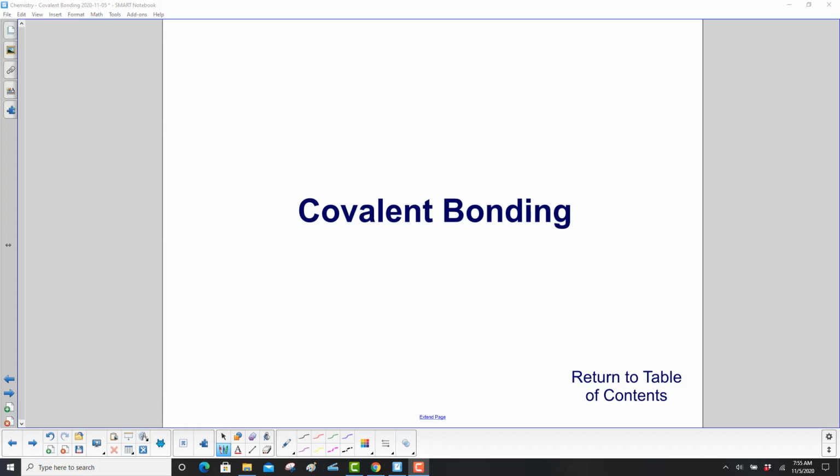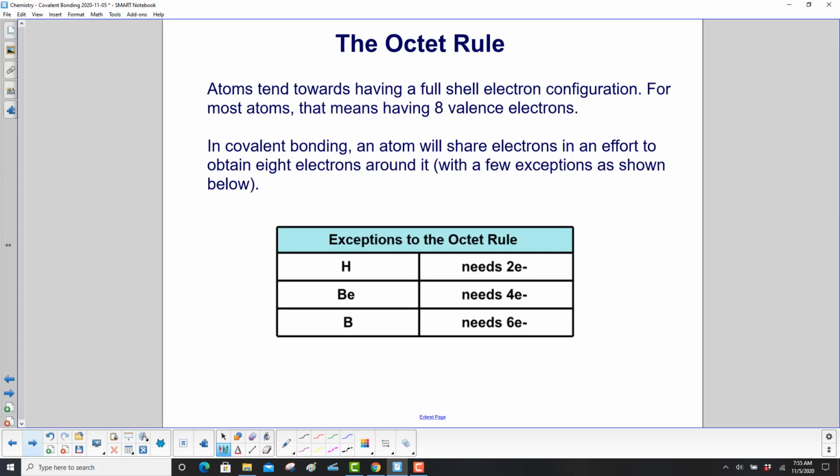Covalent bonding. The octet rule. Atoms tend towards having a full shell electron configuration. For most atoms, that means having 8 valence electrons, hence the word octet.